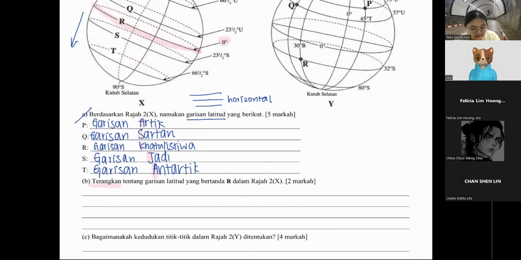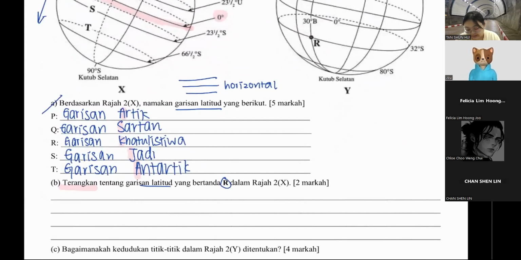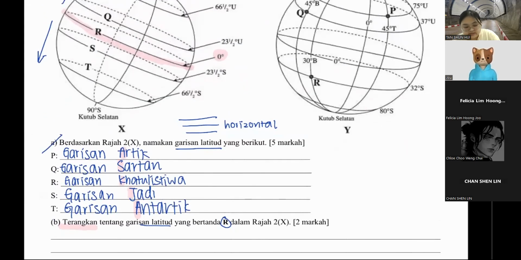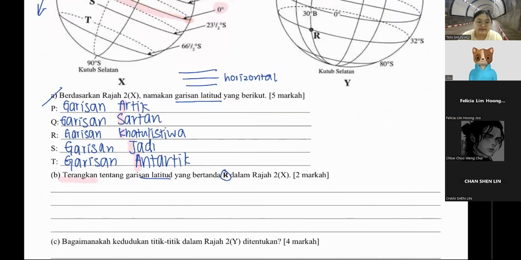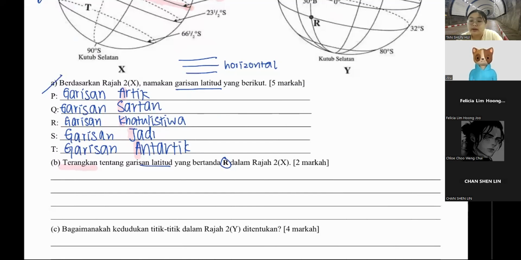They ask you to terangkan, explain. Explain the garisan latitude R. R is what? Khatulistiwa. They ask you to explain Khatulistiwa. So what is Khatulistiwa? You look at the pictures, the one in the middle, is it the longest or the shortest line? Longest line. So you simply tell me, okay, this is the longest line. You will get 1 mark.